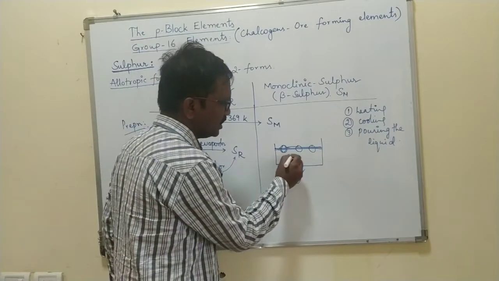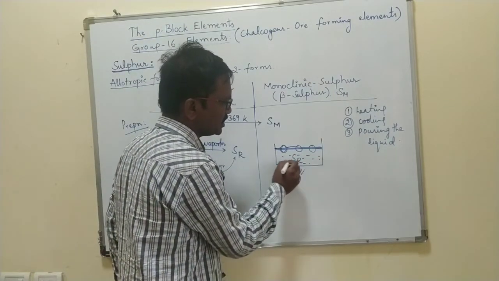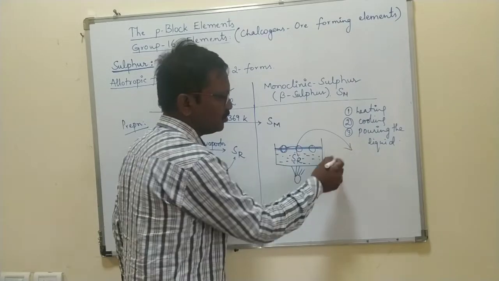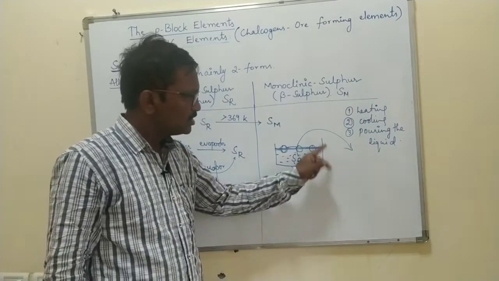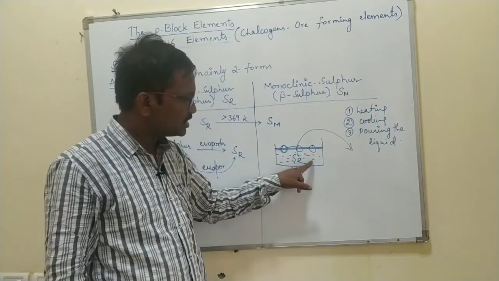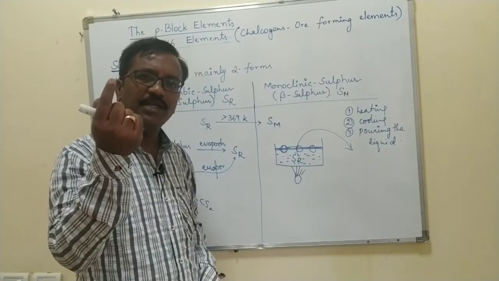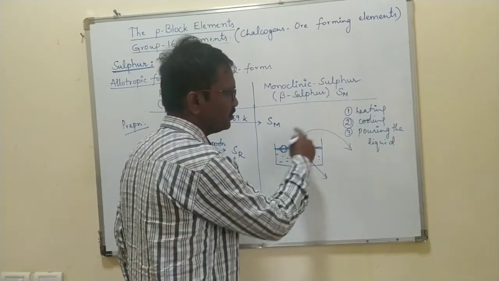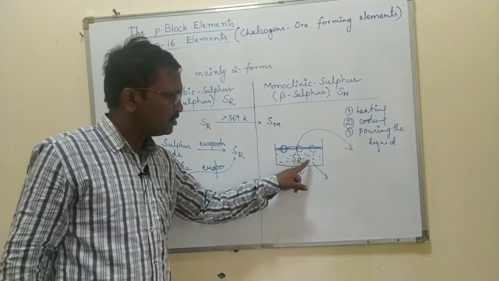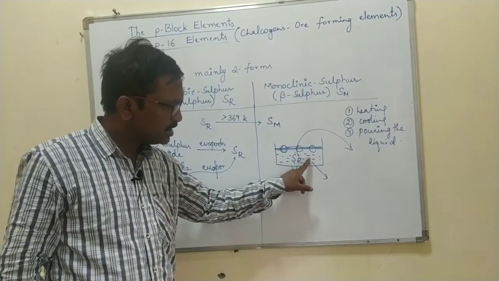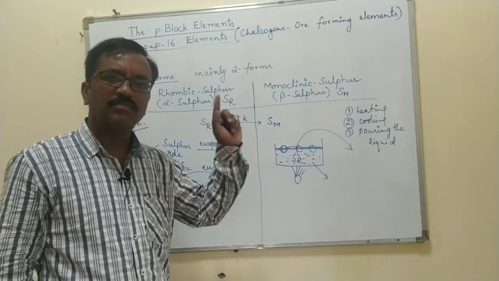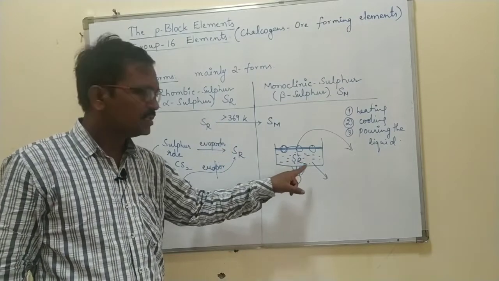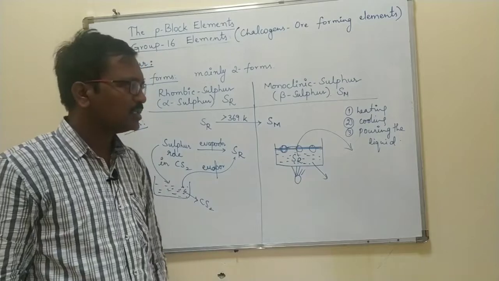If you cool it, there is a liquid, right? So just pour the liquid into another vessel. Once you pour that liquid into this vessel, fine needle-like colorless crystals form, which give the monoclinic sulfur.